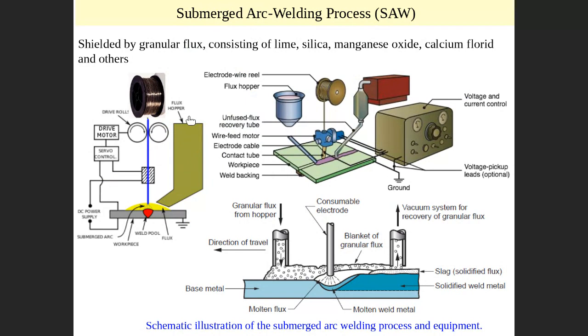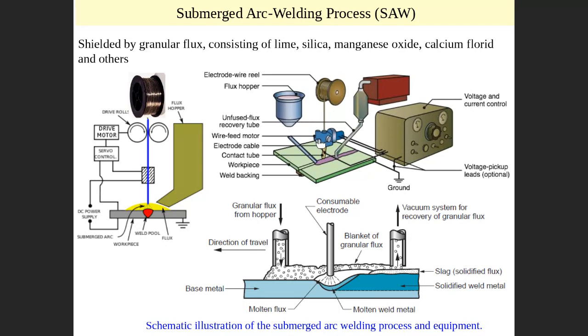We deliver the flux as a powder. We put the flux here. That's why we call it submerged arc welding. Why submerged? Submerged means the welding is under, covered by the flux. So in submerged arc welding we cover with the flux, and it is a continuous welding process.